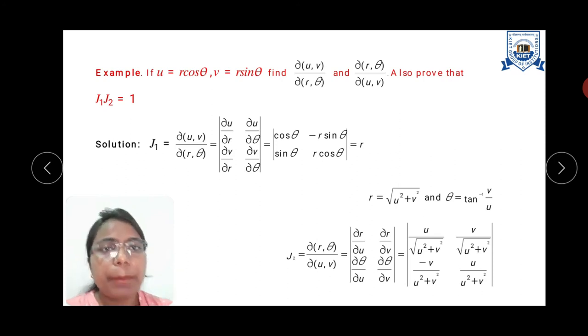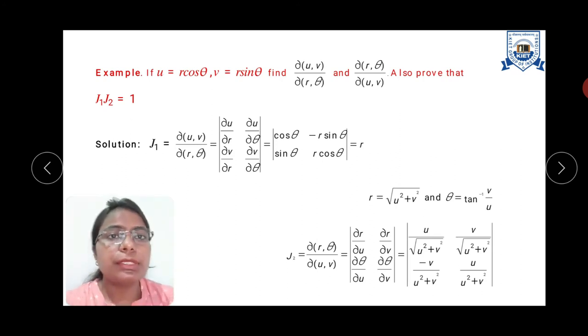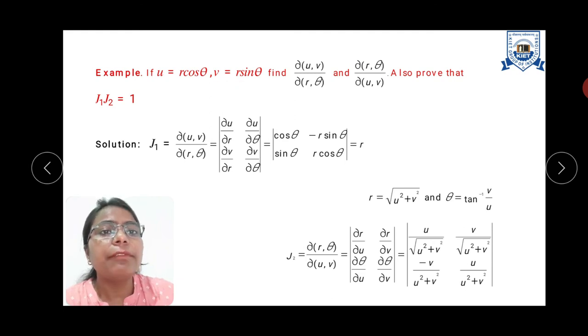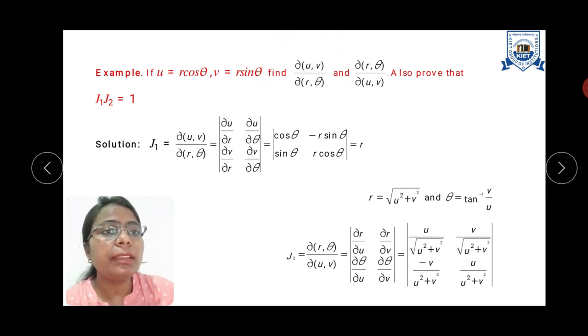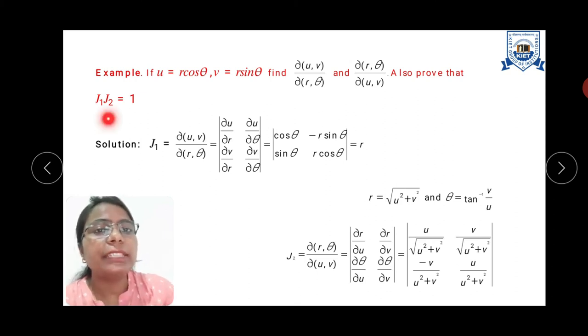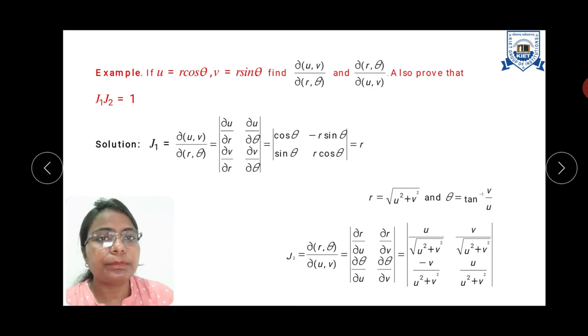Our next example is: if u is equal to r cos theta, v is equal to r sin theta, then find the value of the Jacobian of u, v with respect to r and theta, and also find the Jacobian of r and theta with respect to u and v. Also prove that J1 into J2 is equal to 1.